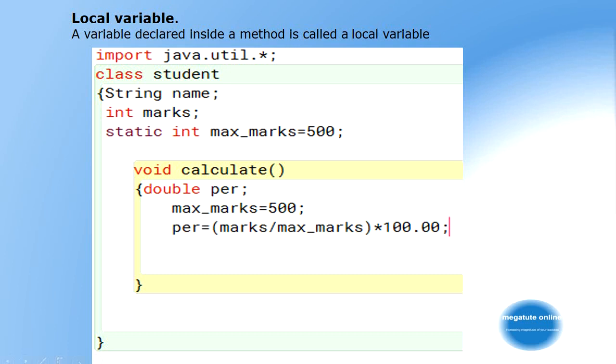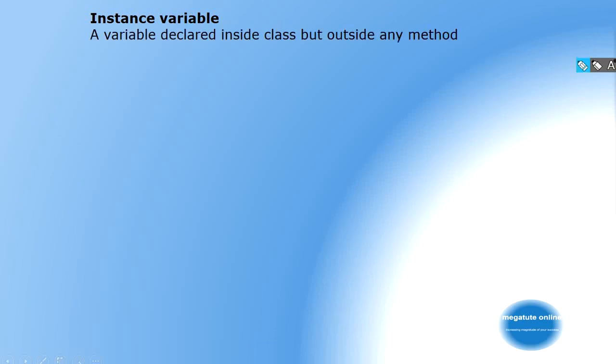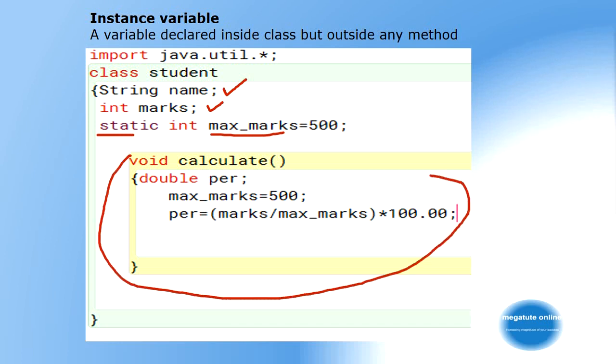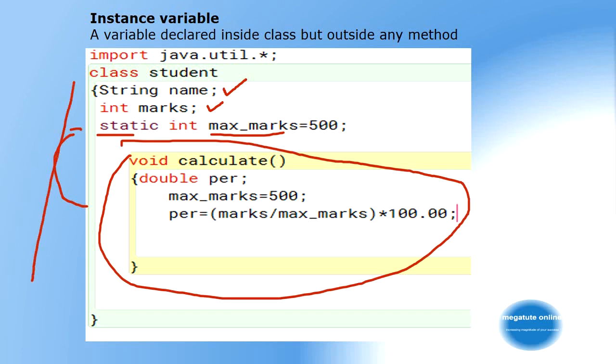Next one is the instance variable. Now, what is an instance variable? An instance variable is declared inside a class but outside a method. If we look at this example over here, we have the variables name and marks. We also have one more variable, max marks, but that is static, which we'll discuss later on. Now this name and marks are not inside any of the methods. They are not inside calculate. They're outside calculate, but inside the class. So the instance variables are the variables which are inside a class but outside any method.